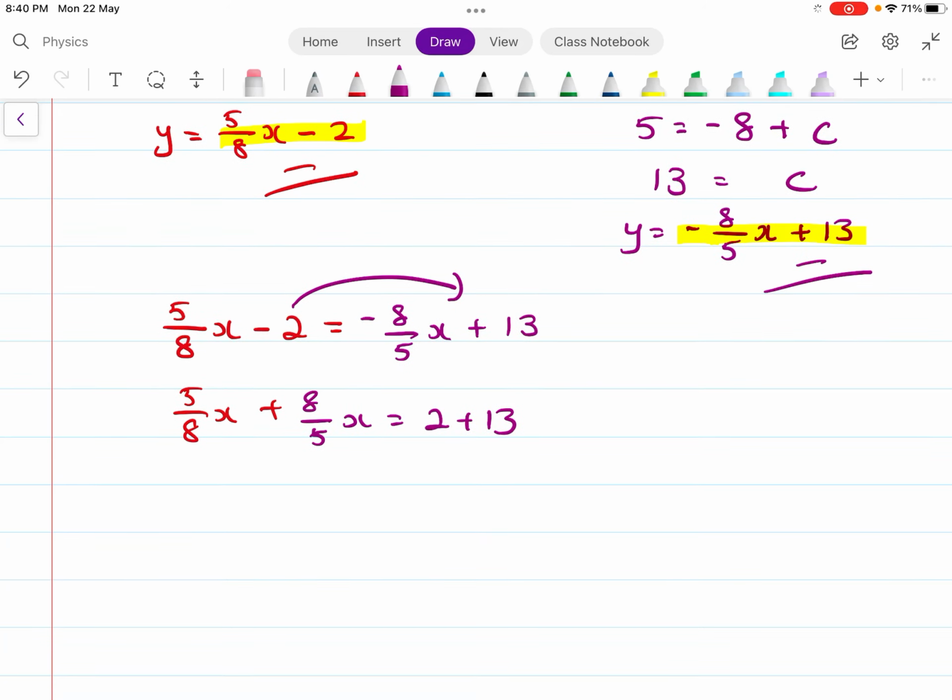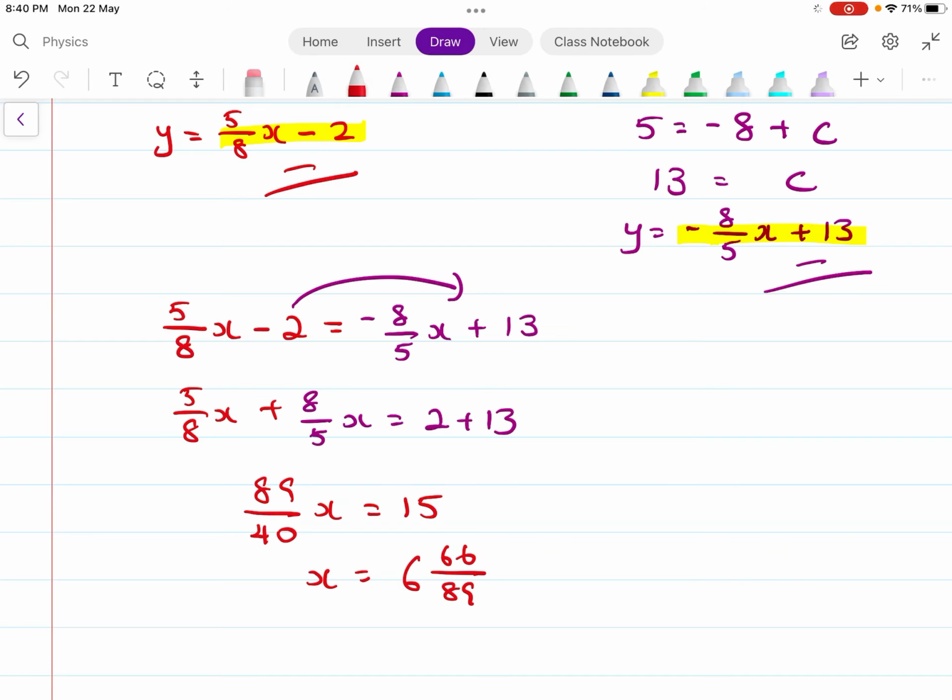So let's calculate the left hand side: 5 over 8 plus 8 over 5. This will give you 89 over 40x equal to 15. Let's find your x first. This is the x coordinate of point D. Quite an ugly number: 600 over 89. So that's the x coordinate, right?